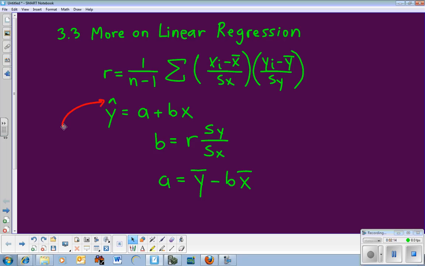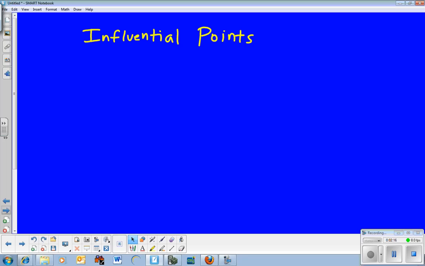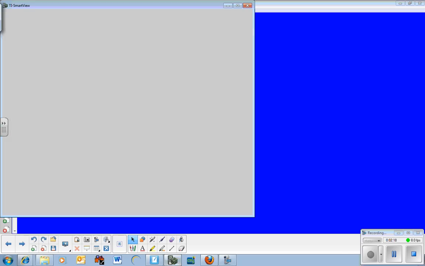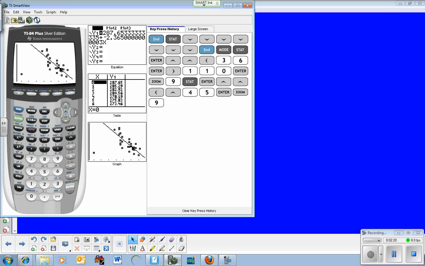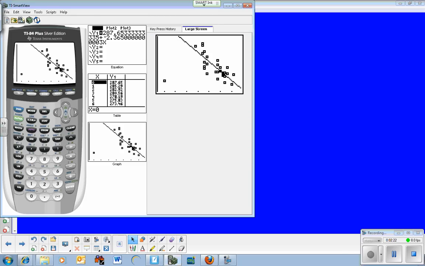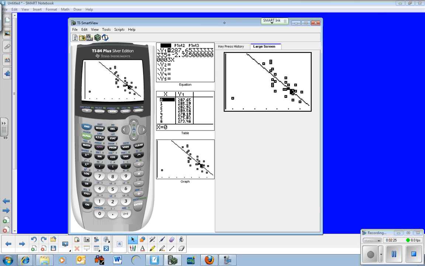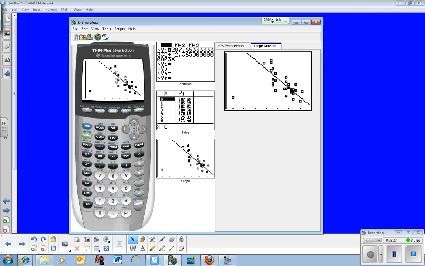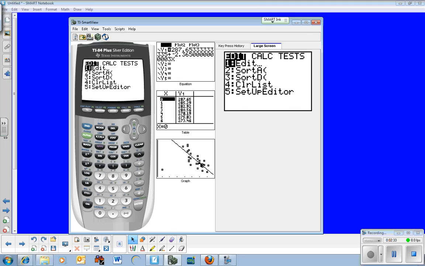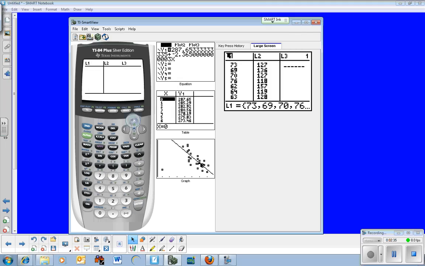All right, so next on the agenda for the day, influential points. I want to go back to the same data that we talked about in our calculator when we talked about linreg. The points that I have, and with a line going through, those are the same ones from the last video. I've gone into stat and edit, and I've added another point. All right, I've added 45, 110.